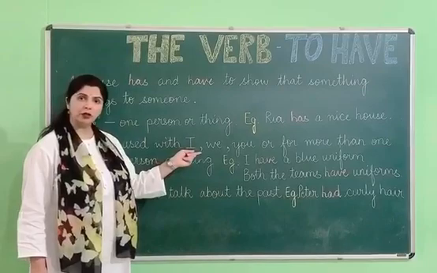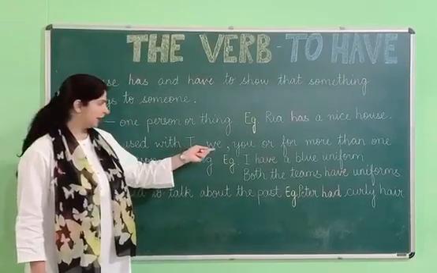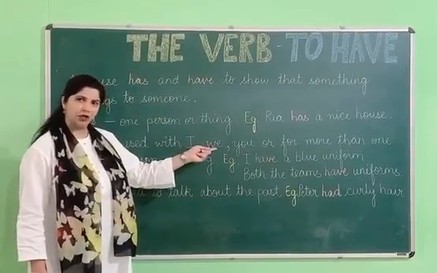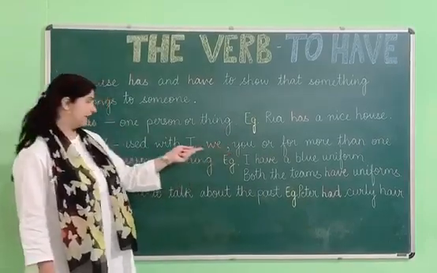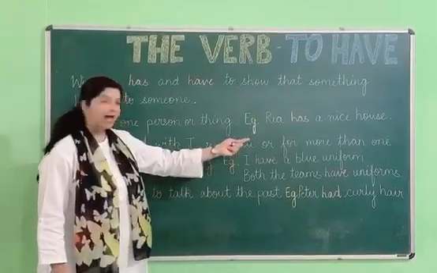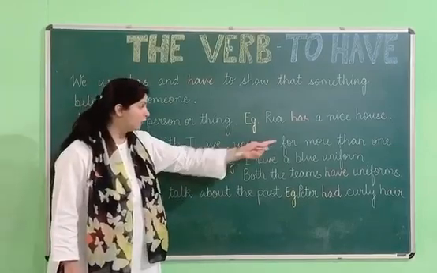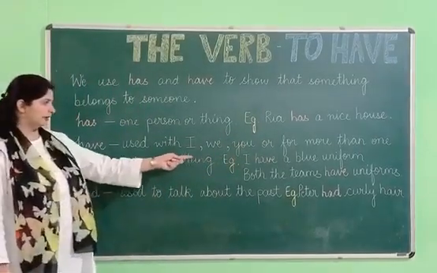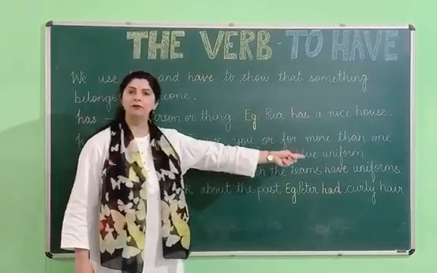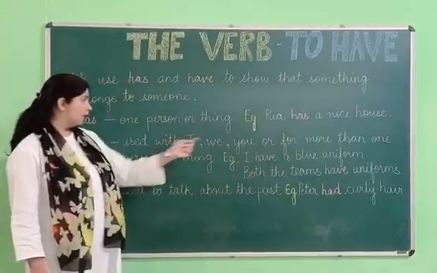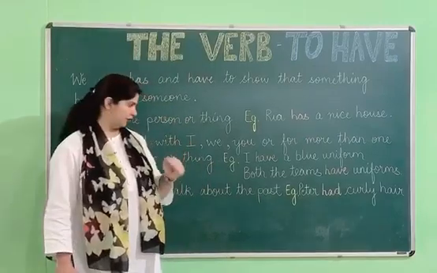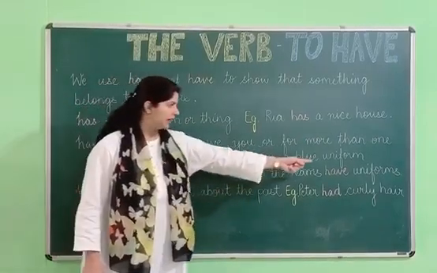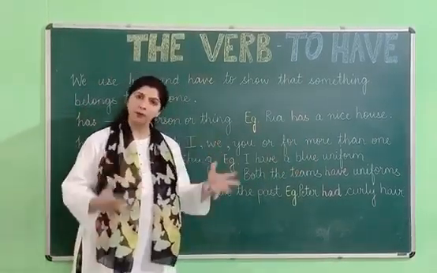Then have, used with I. Children, you cannot use has with I, nor can you use we has. You would always use I have and we have. Then you have, or for more than one person or thing. Example, I have a blue uniform. We have a blue uniform. You have a blue uniform. Both the teams have uniforms, like for plural.